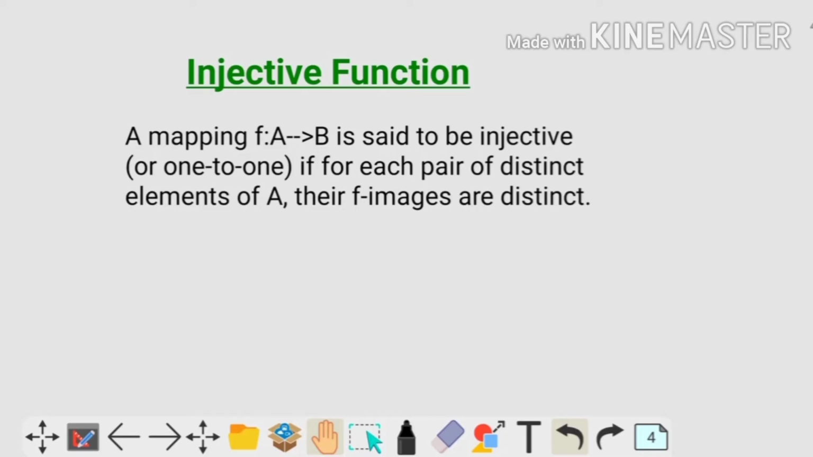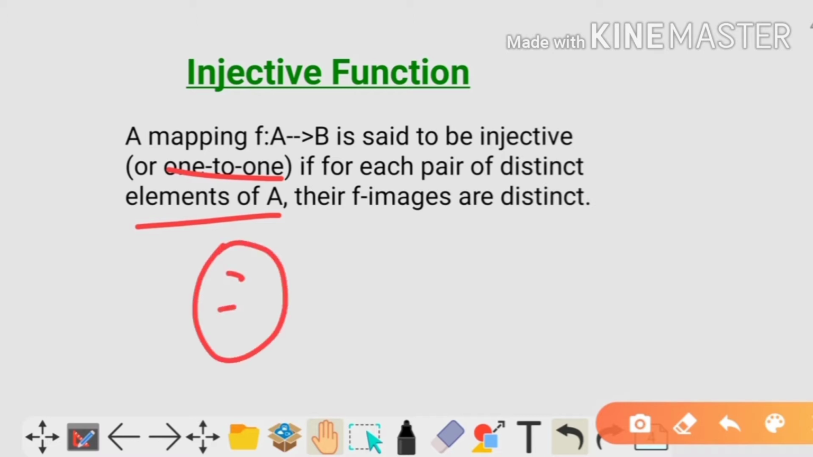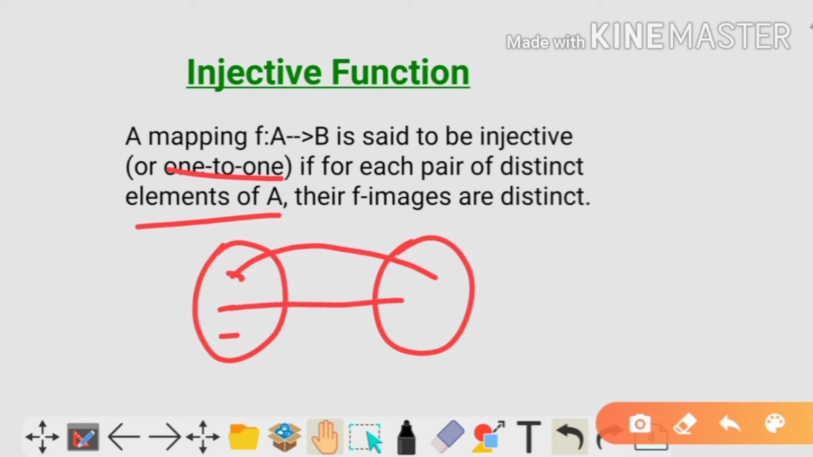An injective function is also called a one-to-one mapping. A function will be called injective if every distinct element of the domain set has different or distinct images. That means if a set contains 3 elements, then the 3 elements must have 3 different images in the codomain set P. Okay. So now go to the example.